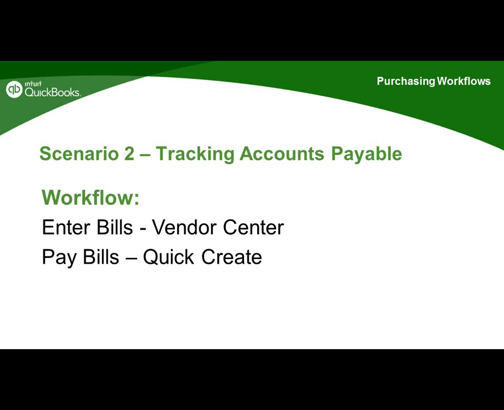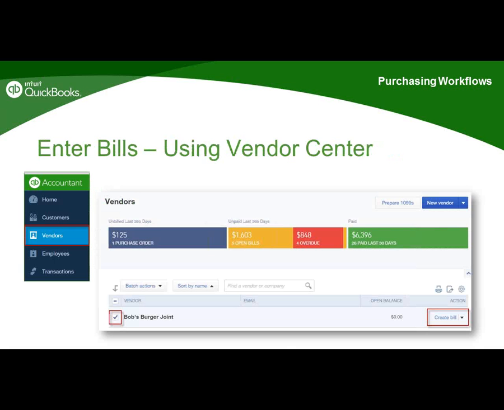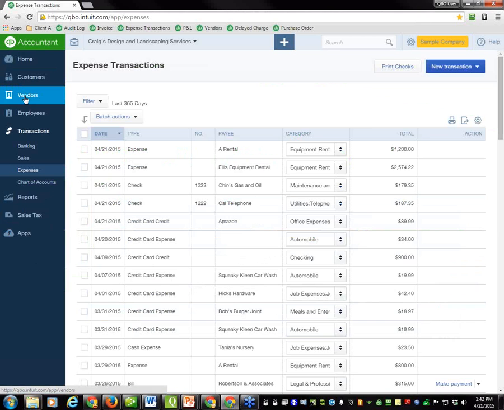Now, what happens if we do want to track accounts payable? Well, our workflow is going to be enter bills, pay bills. And in this case, again, you figure it out yourself. We're going to use the Vendor Center to enter the bills, and we're going to use Quick Create to pay the bills. So I'm going to go into my Vendor Center.